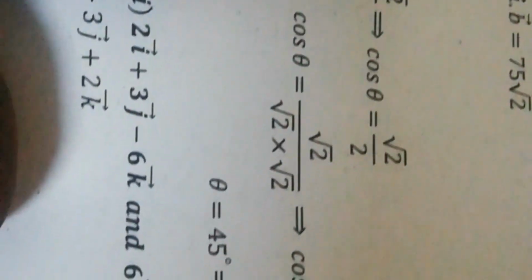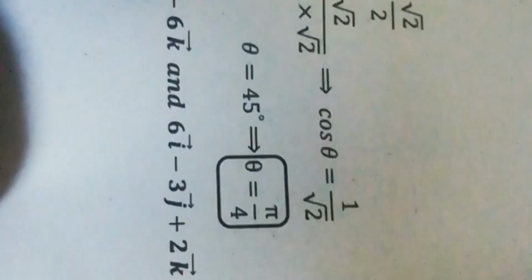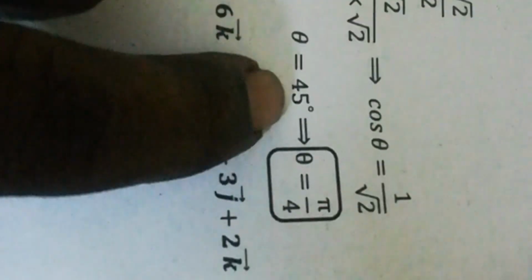They have given A dot B, modulus of A, and modulus of B, so you can substitute the values. 75 root 2 over 10 into 15, which is 150. If we cancel, 75 over 150 gives 1 by 2, so we get 1 by 2 root 2. 2 can be written as root 2 into root 2, root 2 is cancelled, and we get 1 by root 2. Cos 45 is 1 by root 2, so theta is equal to 45.